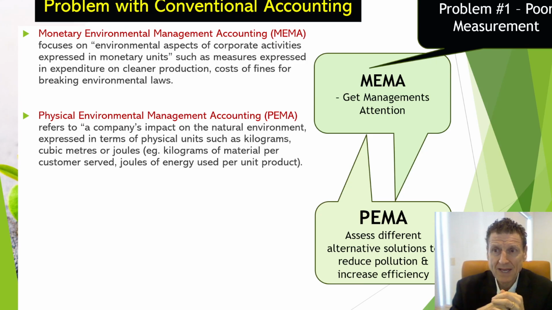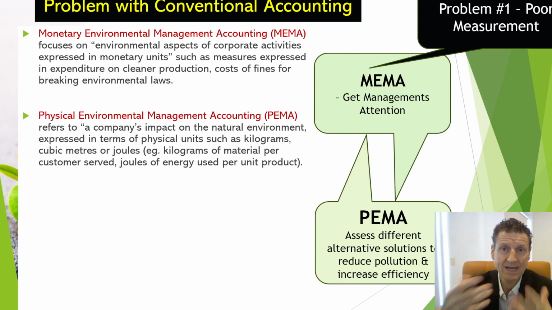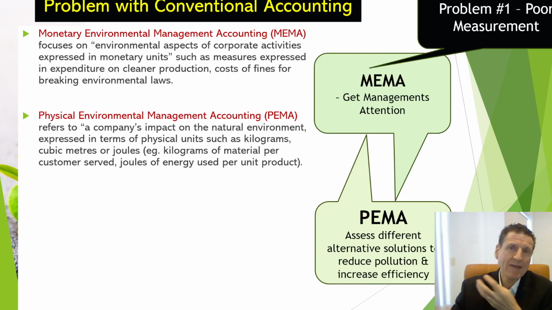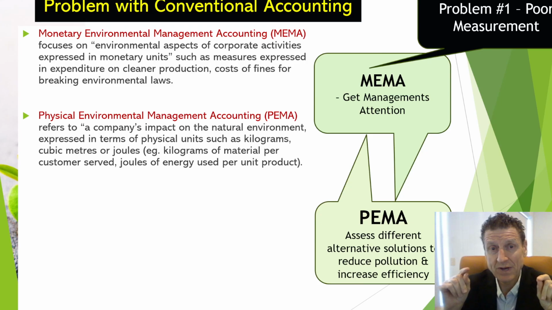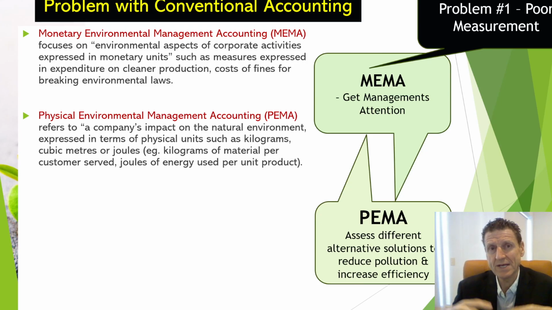So the PEMA is assessing different solutions, all right, to reduce pollution and increase efficiency, whereas MEMA is to get management's attention. So you've got to have both. For the last 5 minutes I'm saying you've got to focus on the physical, but you also need to focus on the monetary, because if you don't focus on the monetary, which converts the physical into monetary, then it's a bit hard to convince the board of directors, oh, we need to buy a new scraper to actually clean up our waste coming out of our factory so it doesn't run off into the waterway. Can we buy one next week?